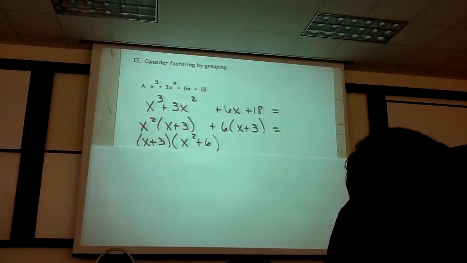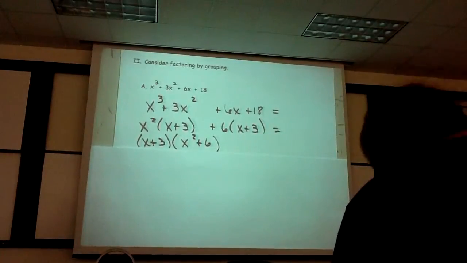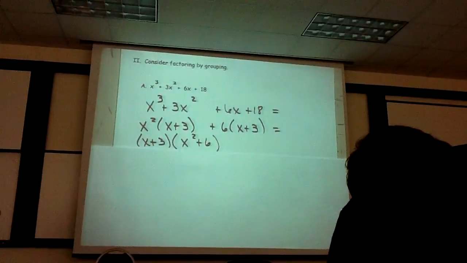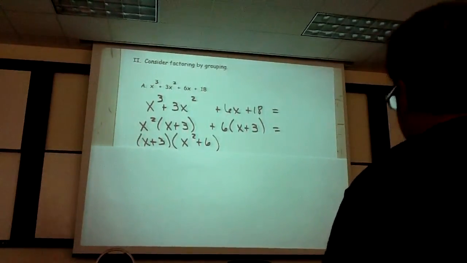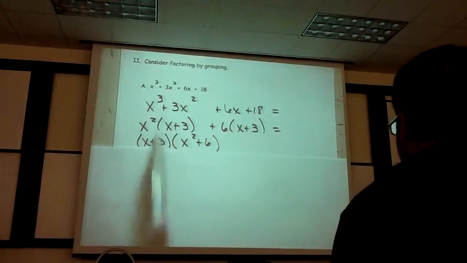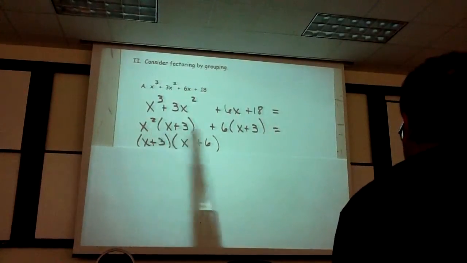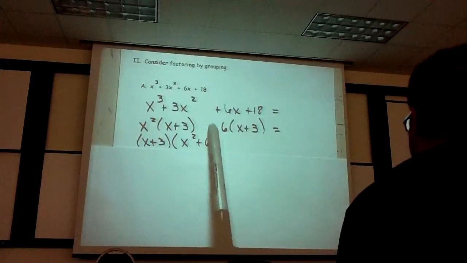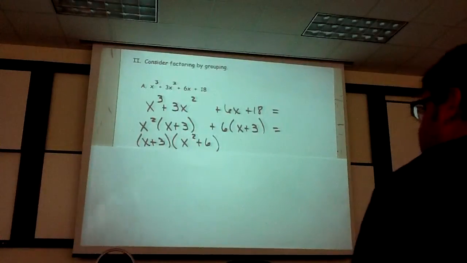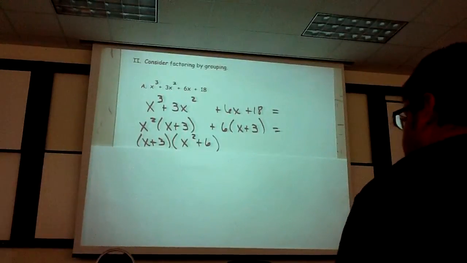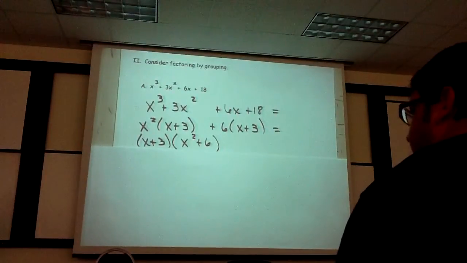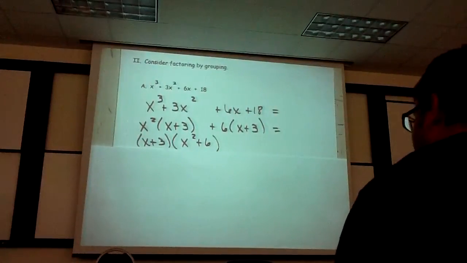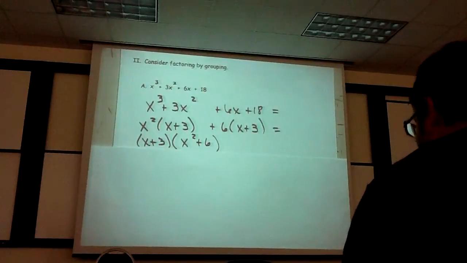It's only here, ladies and gentlemen, that you have factored the thing. It is factored when it is no longer stuff added, but stuff multiplied. That's when you have factored the thing. When it is factors, things multiply. All right, you see the strategy?